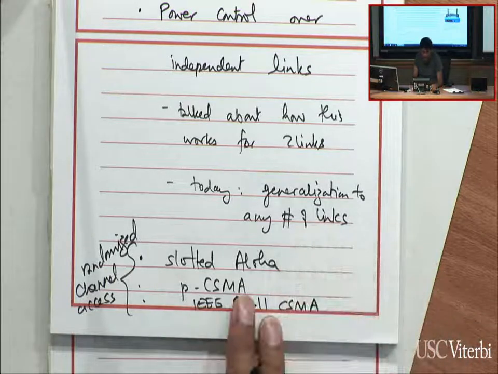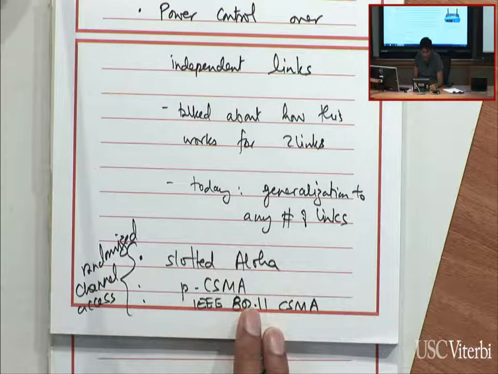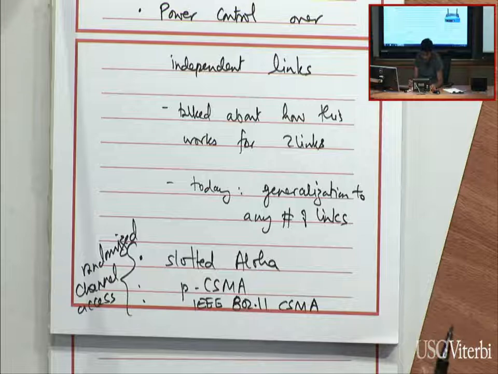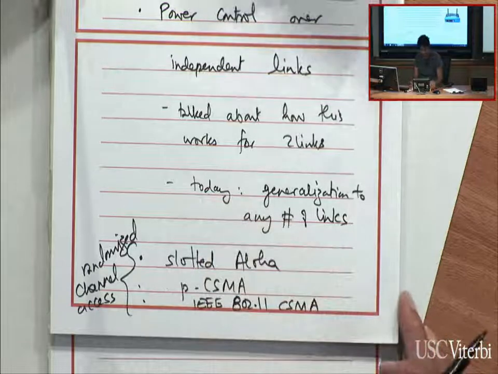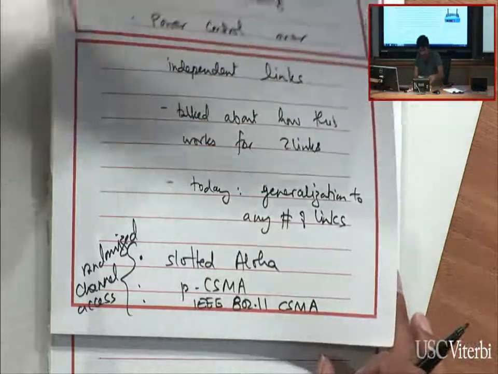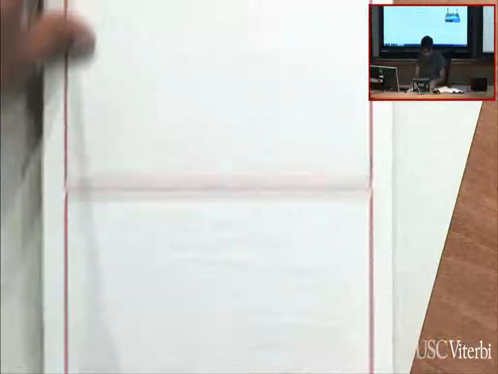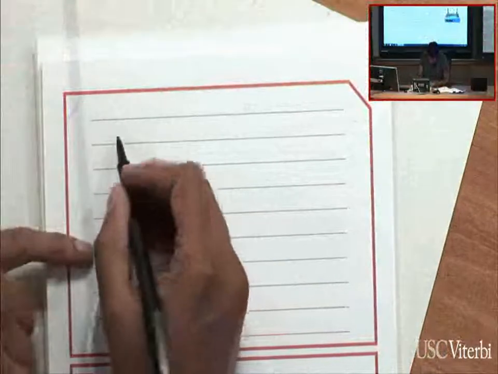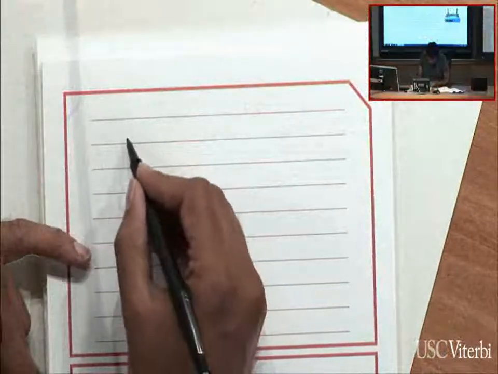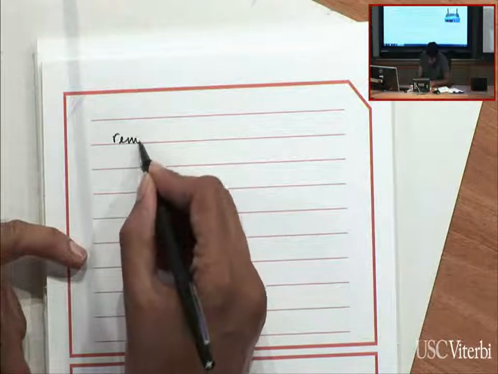So before I resume the randomized channel access topic, I want to go back to the problem of power control over independent links and talk about how that works for any number of links. So just to remind ourselves of what that problem was for two links.